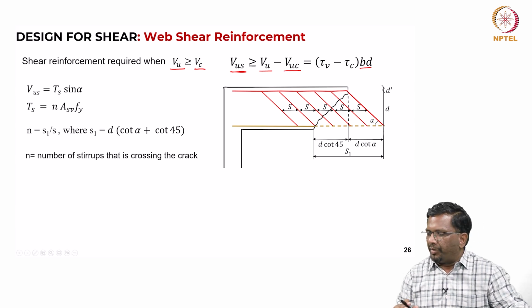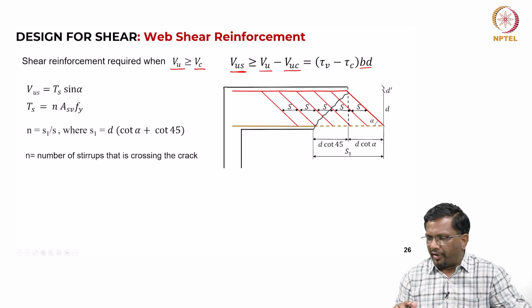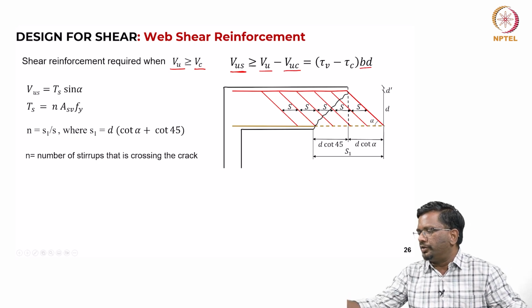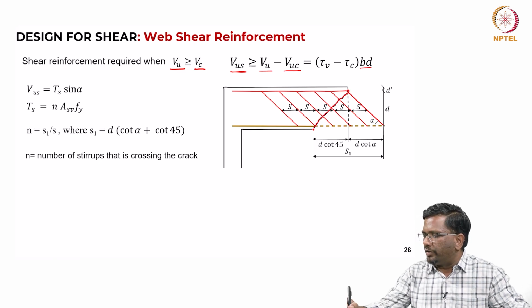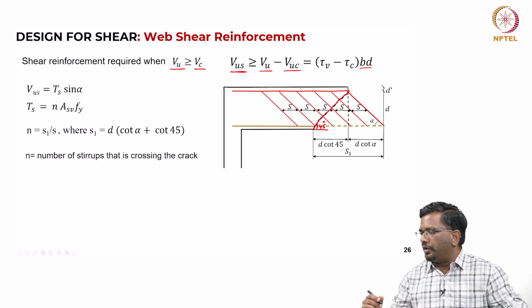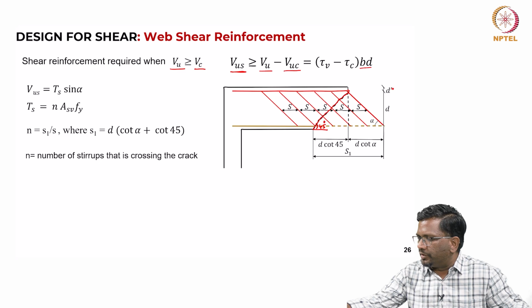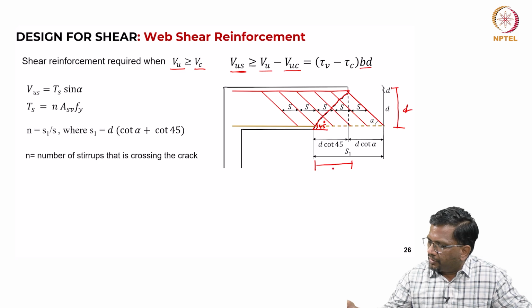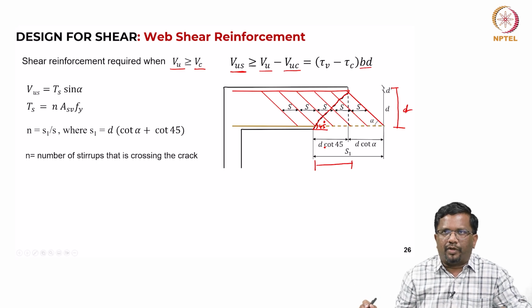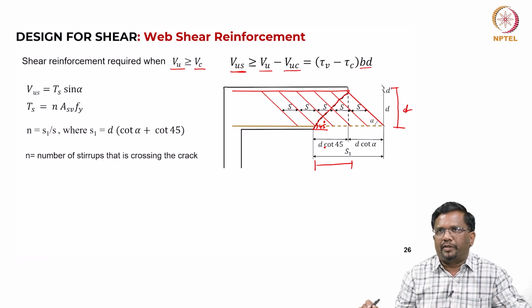Now, this can be explained from a simple free body diagram. If I take a very generic arrangement like this, you have a crack like this, and if I assume this crack to be at 45 degree, and you take this distance as d, then you will find that this corresponding distance is also going to be d cot 45 because it is a 45 degree crack.